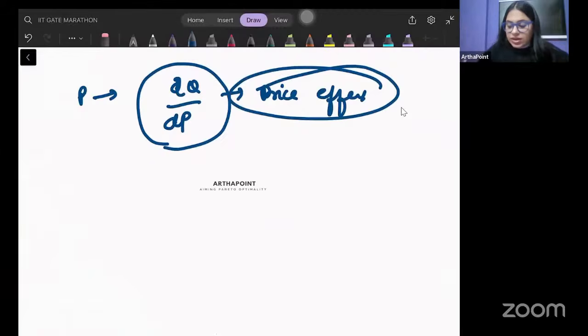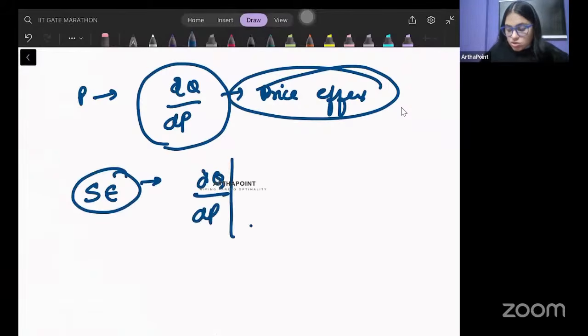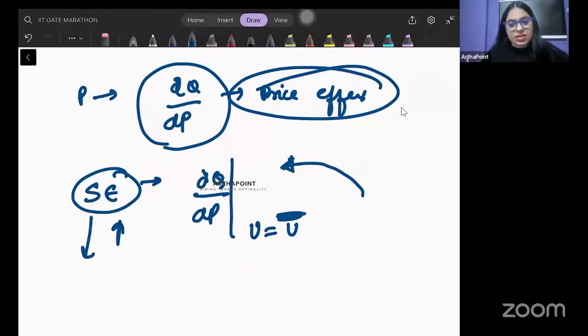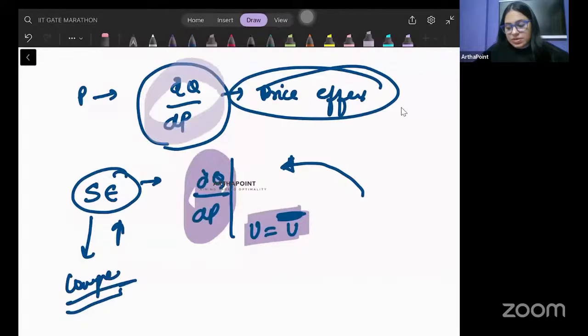But when I talk about the substitution effect, this is telling me how quantity changes as price changes, holding utility constant at some level, right? So because I'm holding utility constant at some level, I can say that the substitution effect can be the slope of the compensated demand curve. This is telling me how quantity is changing as price is changing, holding utility constant. And this generally tells how quantity will change when price changes. So this is a bigger effect, but this is a smaller effect in nature, right? So that way it is different.